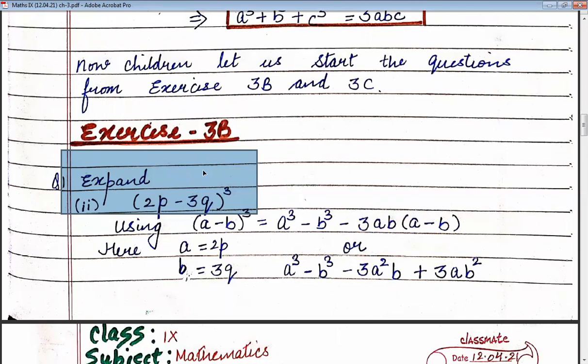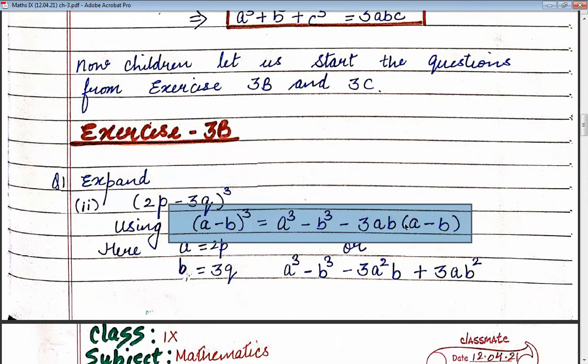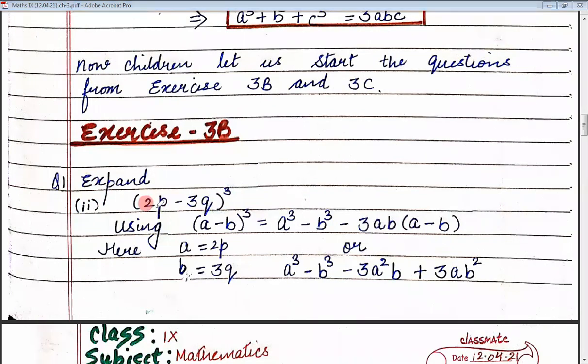Okay, children. We have discussed the formula that (a minus b) cube is equal to a cube minus b cube minus 3ab times (a minus b). Here a is going to be 2p and b is going to be 3q. So now children, let's use the formula.